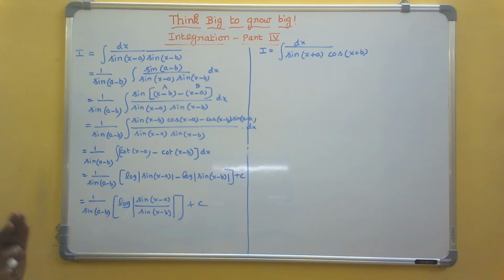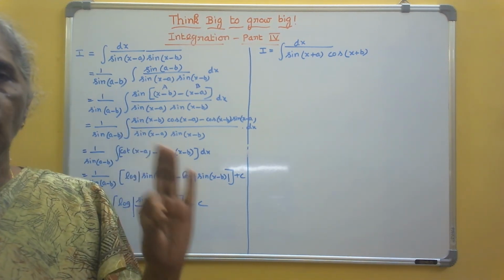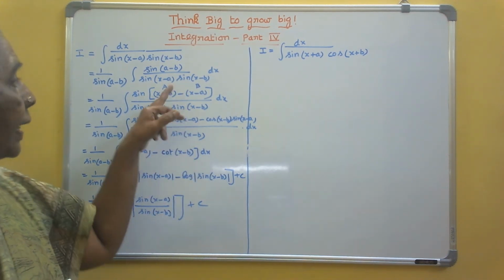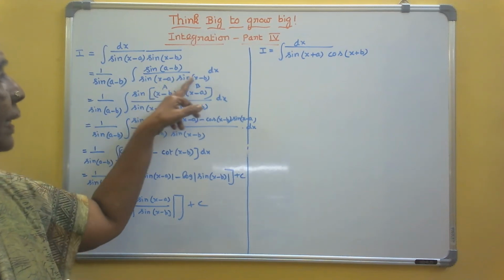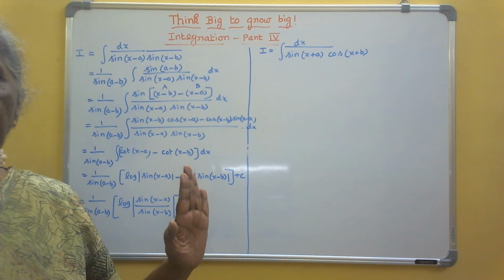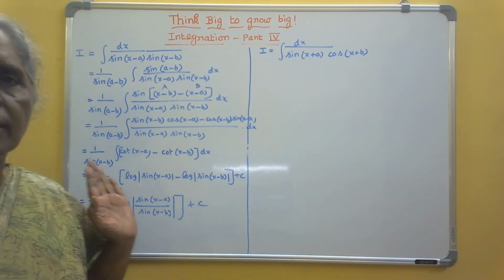Do you understand? Actually the integration part is very simple. Only thing is you have to remember the two steps I told you. Multiply the numerator and denominator by sine of a minus b and then express the numerator sine of a minus b as, if it is x minus a, x minus b, write it as x minus b minus x minus a. Then use the formula for sine of a minus b. Then the rest is easy.